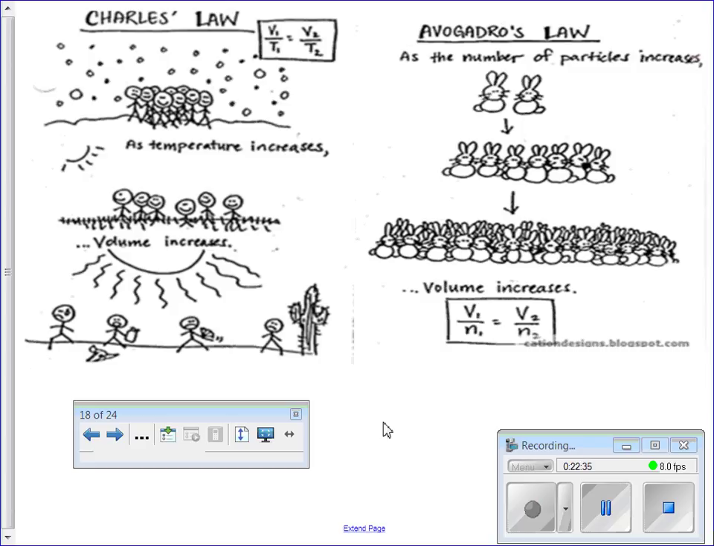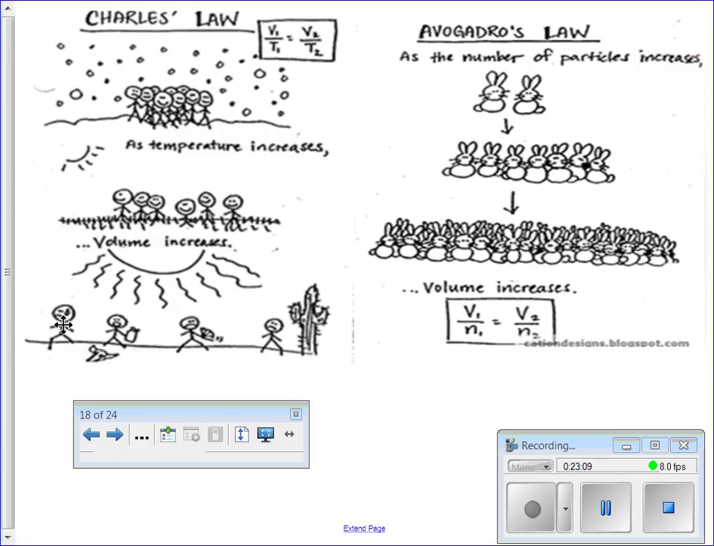So I have some cartoons here because sometimes you're more visual with learning. So Charles's law relates volume and temperature. So if the temperature is very cold, then the amount of space that's being taken up by these people representing your gas molecules is small. They're huddled together. As the sun comes out and warms up the temperature, the people don't need to be as huddled as closely. They gain more energy, so they start to spread out. So the amount of space taken up by the gas increases.